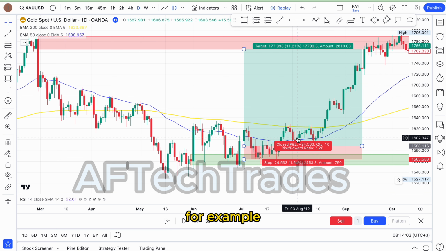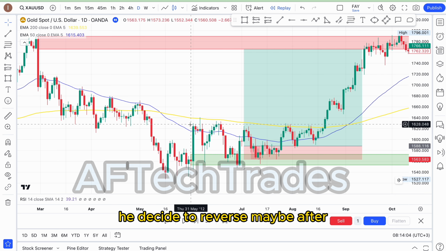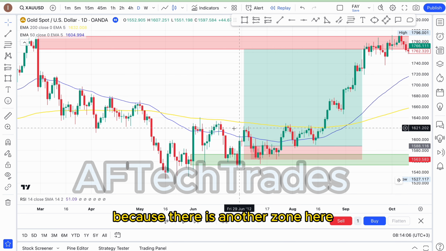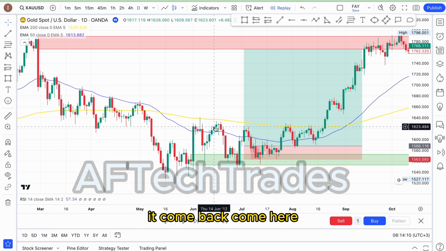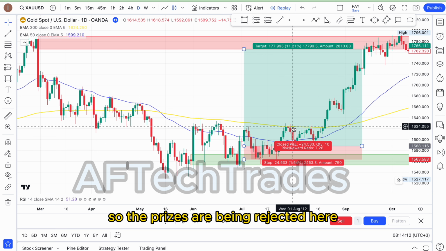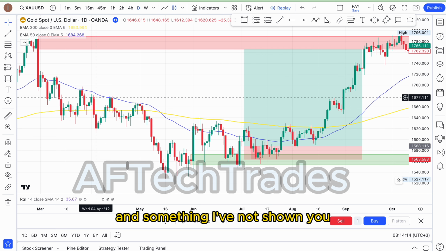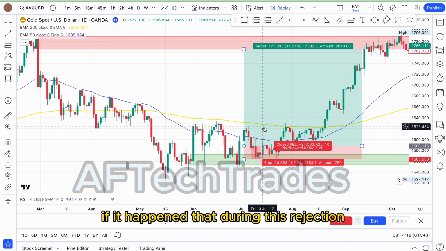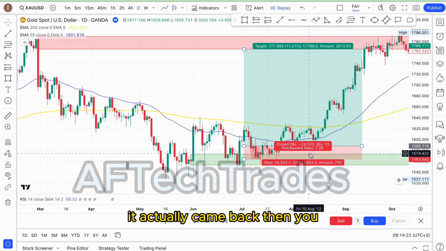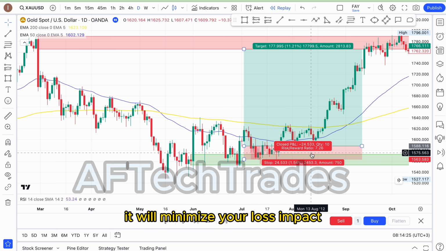If it decides to reverse, maybe after, because there is another zone here, which is a very strong resistance zone. It comes here, it comes back, comes here, it comes back. So the prices are being rejected here. And if it happened that during this rejection, it actually came back, then it will minimize your loss impact.